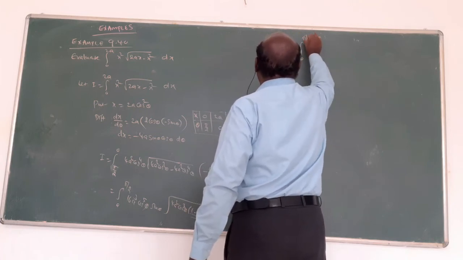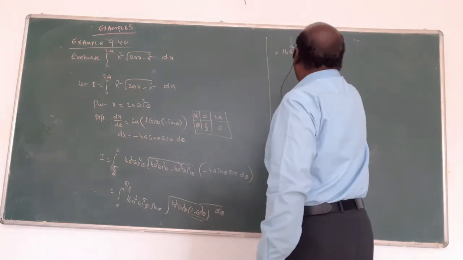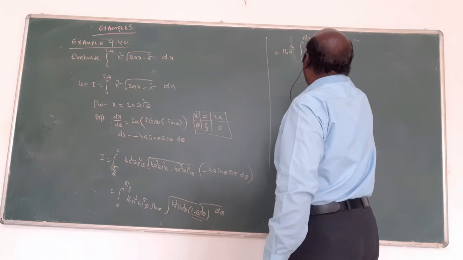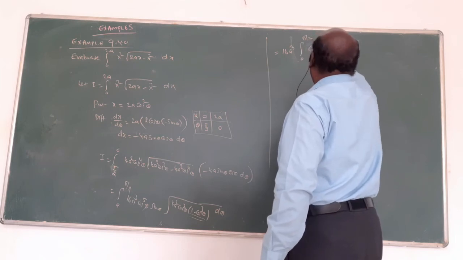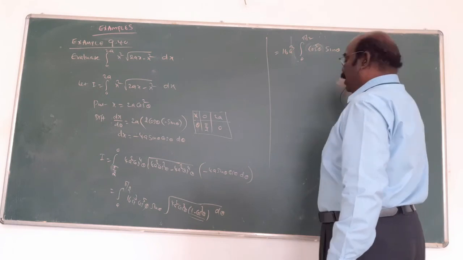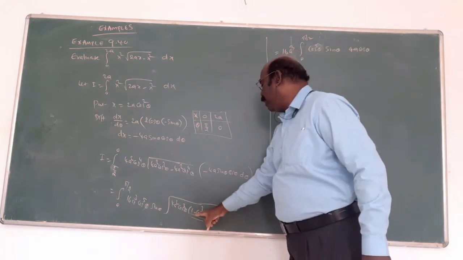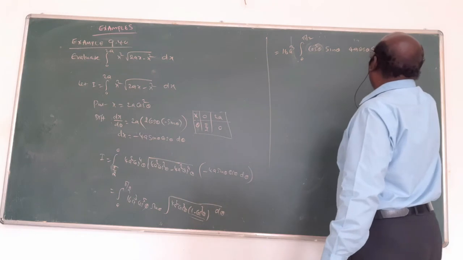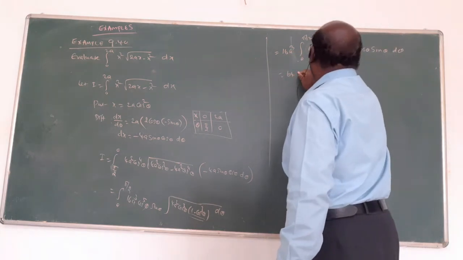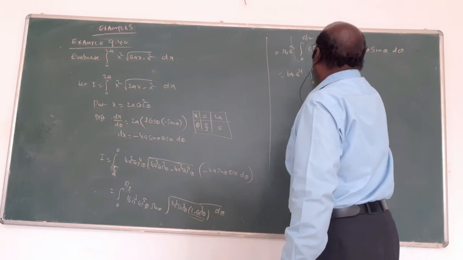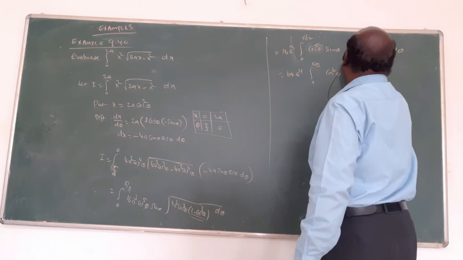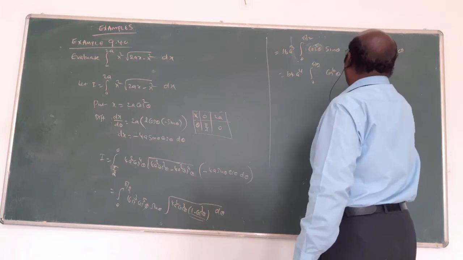Removing the root, you get 16 into the root of 16a square, which cancels, so 16 into integral 0 to pi by 2 of cos power 5 theta into sin theta. Removing the square root gives 4a into cos theta, and 1 minus cos square is sin square, whose root is only sin theta. Multiply: 64 a to the power 4, integral 0 to pi by 2 of cos power 5 theta into cos power 6 theta, sin theta into sin square theta.